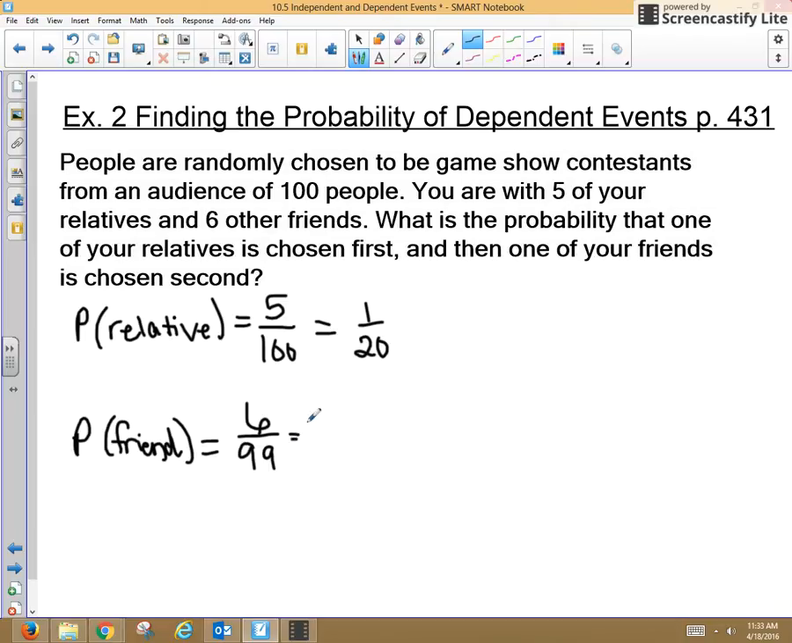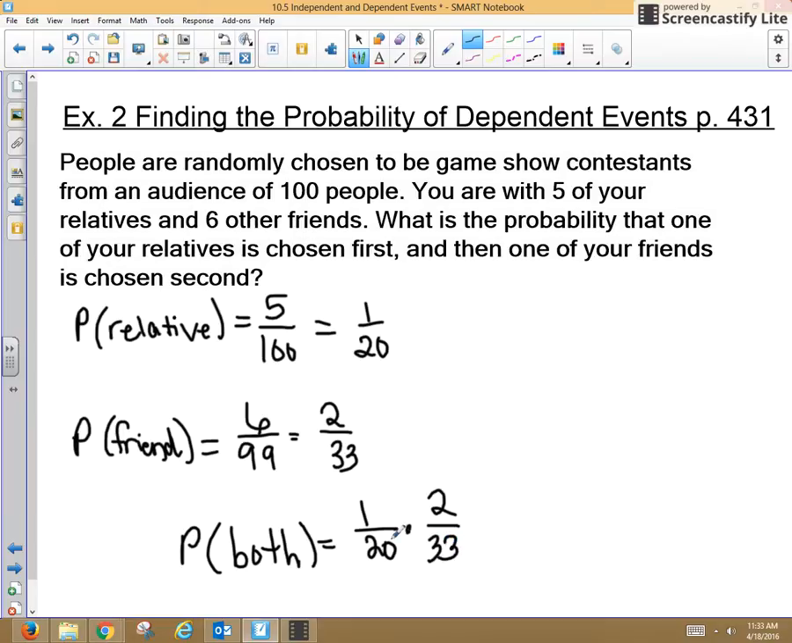We can simplify this fraction as 2. Let's divide it by 3. 6 divided by 3 is 2, and 99 divided by 3 is 33. So now to find the probability of both, you multiply the first probability times the second probability. So 1/20 times 2/33. Please look to see if you can cross simplify, which we can. This becomes a 10, and this becomes 1. 1 times 1 is 1, and 10 times 33 is 330. That's a 1 in 330 chance.